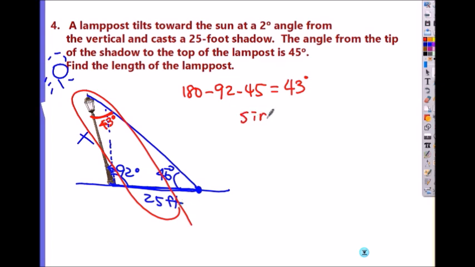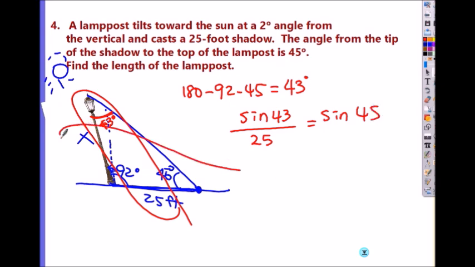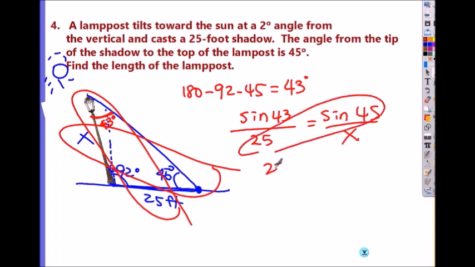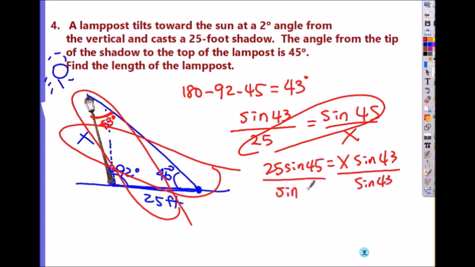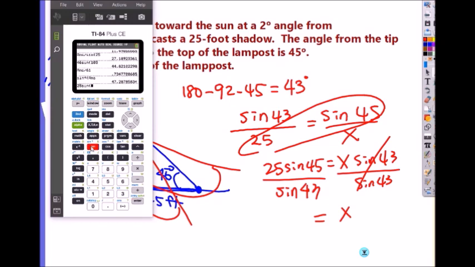So sine of 43 over 25 equals sine of 45, because we're looking for x, right? Over x. So when you cross multiply, you get 25 sine of 45 equals x times sine of 43. Divide by sine of 43. So x equals 25 sine of 45, press enter, divide by sine of 43.